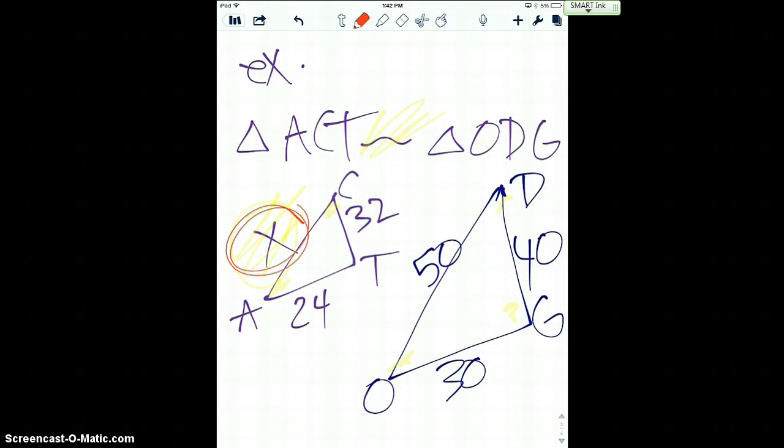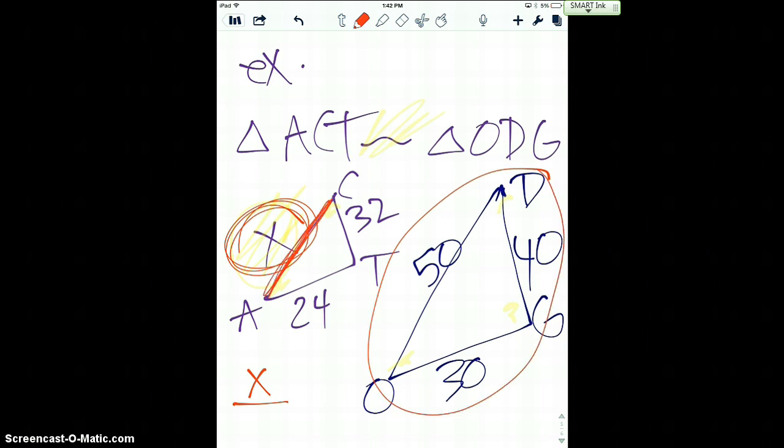So I'm going to take what I need to find, X, and say what does it correspond to in my triangle over here? Well, X is side AC. And in my similarity statement, what are the first two letters of the next triangle? OD. So I need to go to OD, and that's 50. So X compares to 50. It's supposed to correspond to 50.